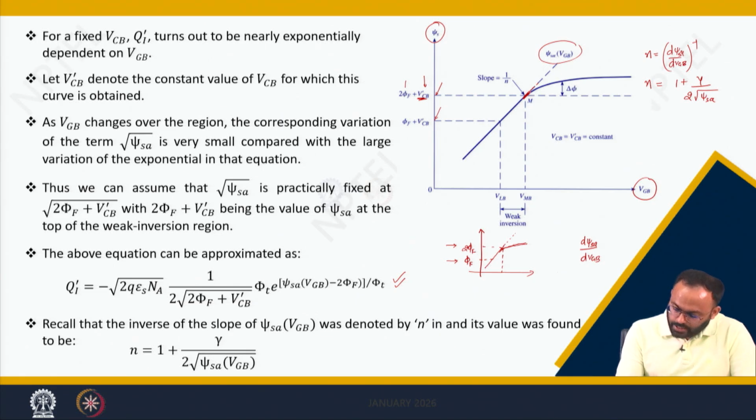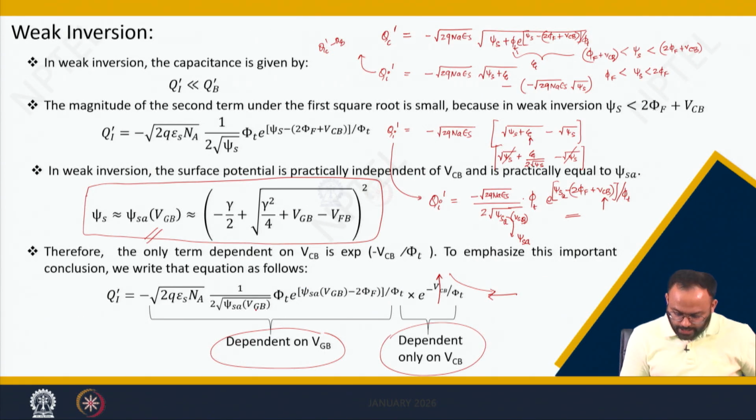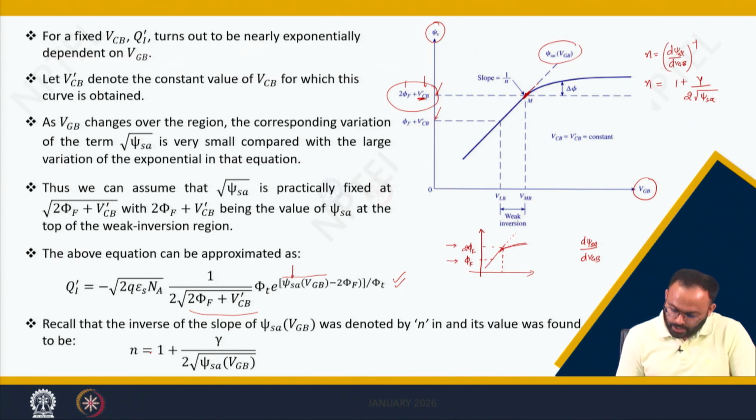Based on that, what we said is exactly at this point the psi sa can be replaced by 2 phi f plus Vcb, but you need to take care while making this approximation: if I replace the psi sa in the exponent, it is highly sensitive. So you cannot replace psi sa by this fixed value of 2 phi f plus Vcb there, whereas in this equation, psi sa is also coming in the denominator, and this quantity 1 over root psi sa is not that sensitive. We have seen one example also when we were discussing two terminal MOS.